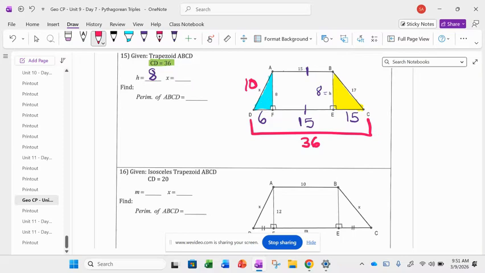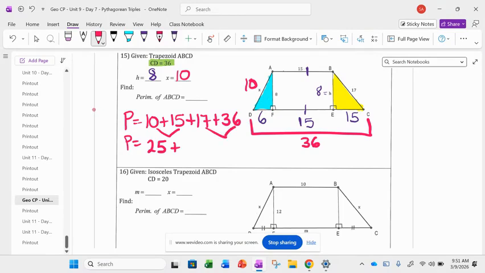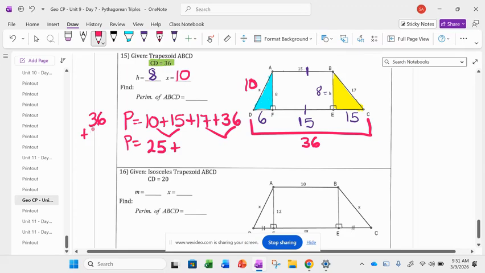Now that we found x, we are now able to find the perimeter. So, x is 10. So the perimeter is going to be 10 plus 15 plus 17 plus 36. I guess I'll add this. 10 plus 15 is 25. 17 plus 36, not as nice to add, huh? 17 plus 36, carry the 1, and we're going to get 53. And now we're going to have 53 plus 25 is equal to 78.